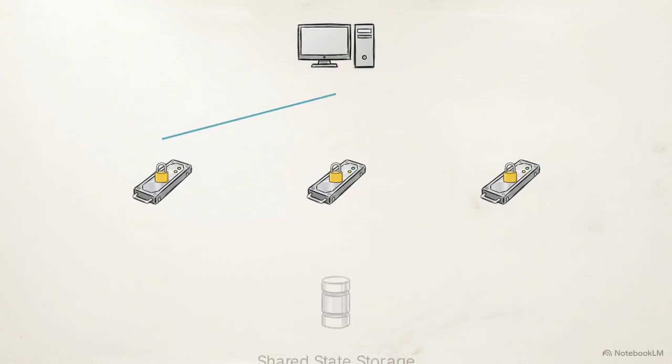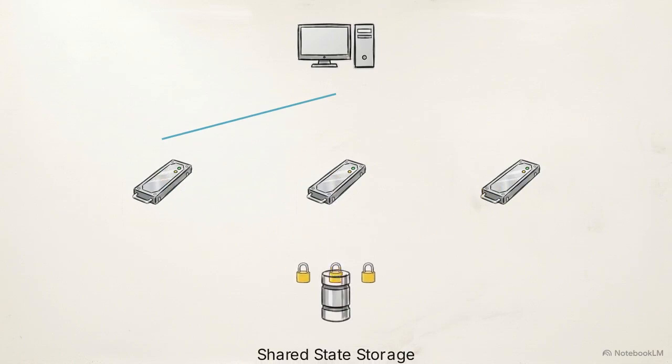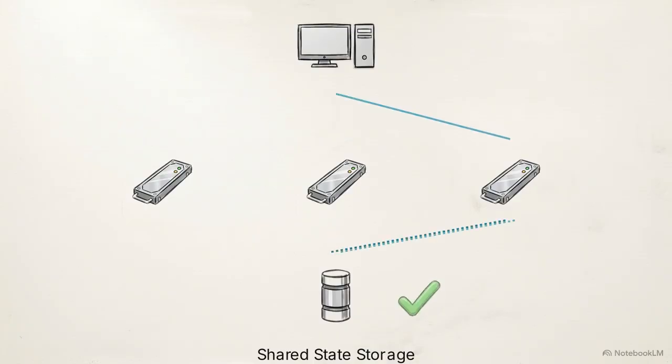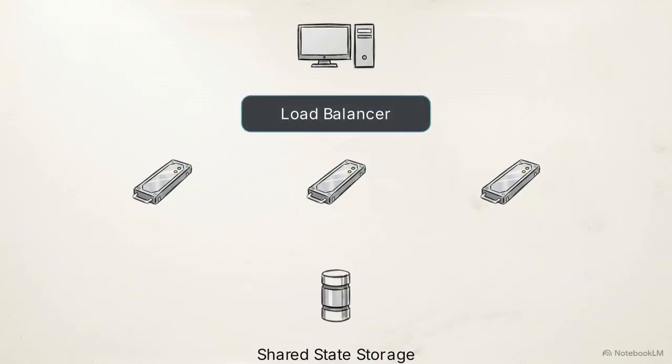All local session state must be externalized. The memory of who is logged in is moved off the individual web servers and into a shared, centralized storage location. By externalizing the state, the web servers become interchangeable. Any server can process any request from any user by quickly querying the shared session storage to get the required context. We solve this by pairing our horizontal scaling with a load balancer.